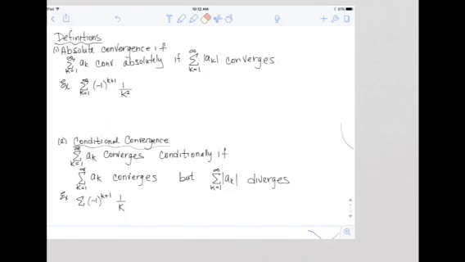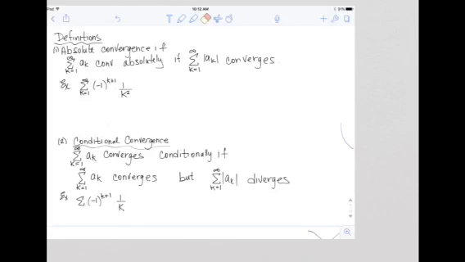Next, we'll talk about a couple definitions. A series converges absolutely if the absolute value of the series converges. For example, the series from k equals 1 to infinity of negative 1 to the k plus 1 times 1 over k squared.